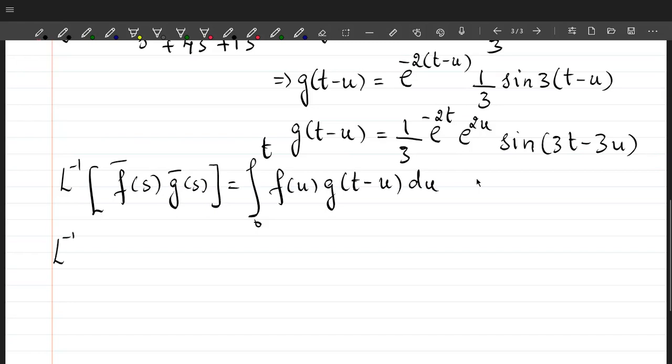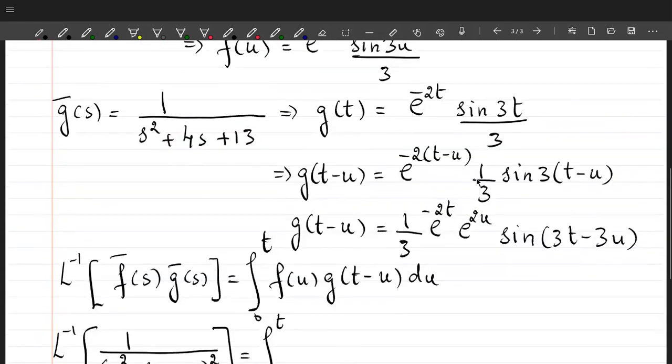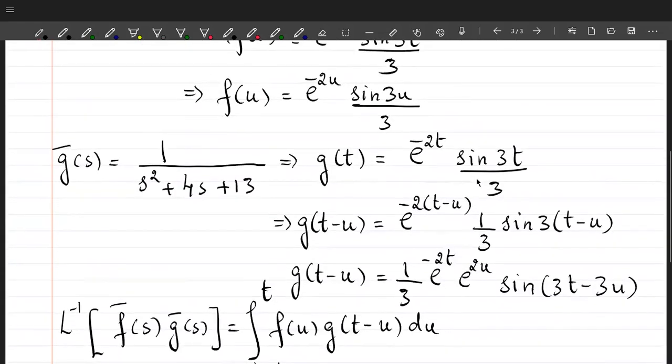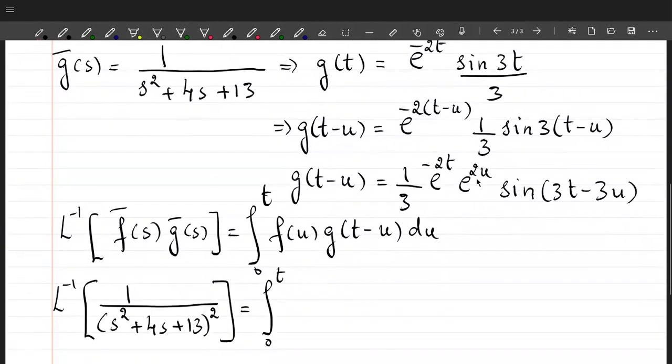So L inverse of f bar of s multiplied with g bar of s, that's equal to 1 by s square plus 4s plus 13 whole square. That's equal to integration from 0 to t f of u. What is f of u here? It is e power minus 2u into sine 3u by 3.